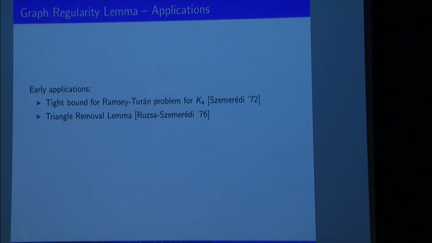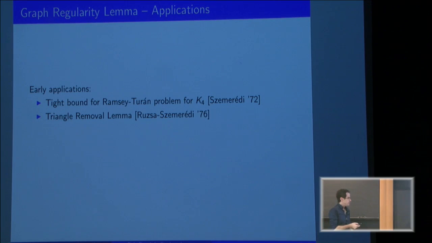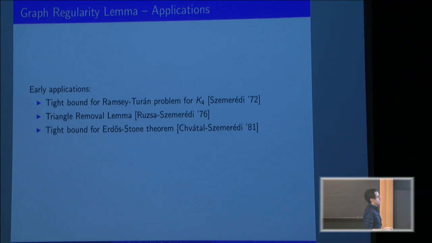Again, I will not define formally what the triangle removal lemma says, but very roughly, it says that if your graph contains many edge disjoint triangles, then it must contain many triangles, where the first many is order of n squared and the second many is order of n cubed. Again, I will talk about this more later. This is the first use of the modern version of the regularity lemma, the one I just mentioned.